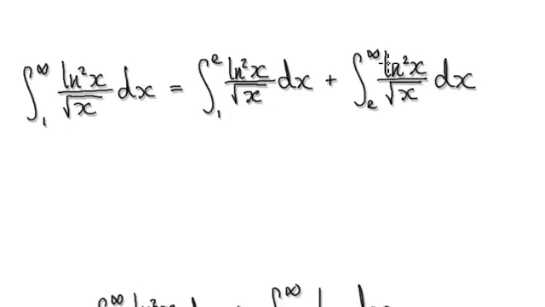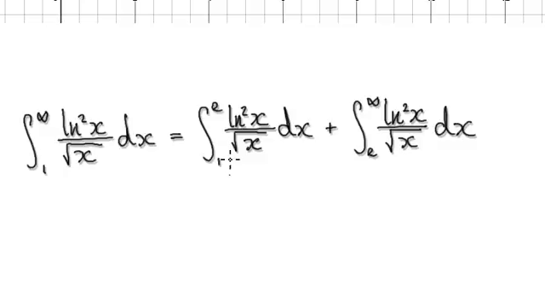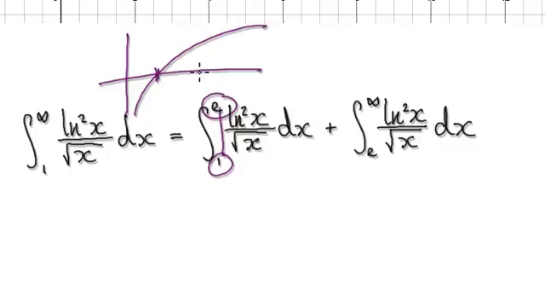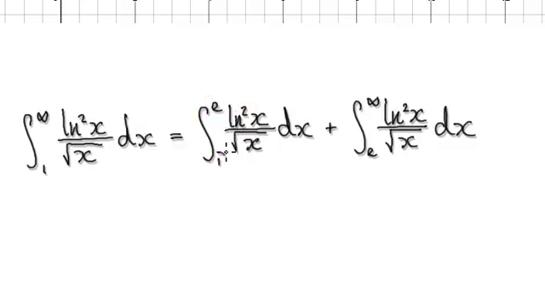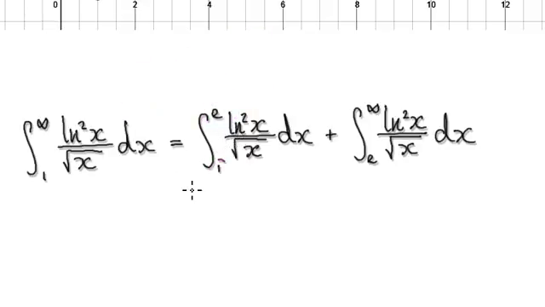So let's break it up from 1 to e. But by the way, it doesn't have to be e. So this is 1, and then this is e. You could break it up at 87 if you wanted to. But let's choose somewhere nice and simple and convenient. Let's select e. So let's break this up from 1 to e, and then from e to infinity.